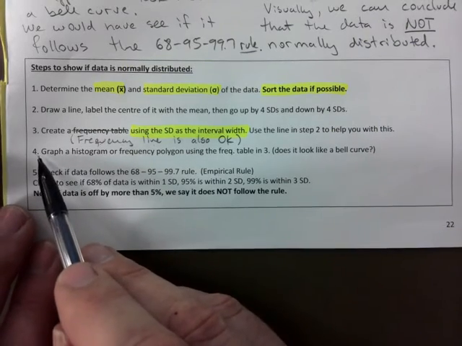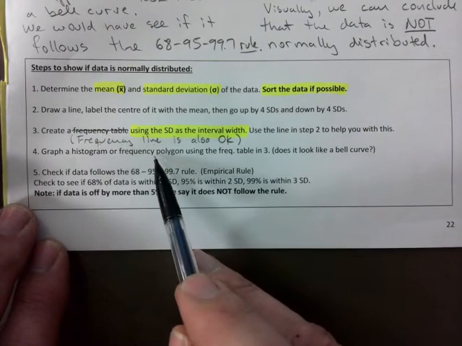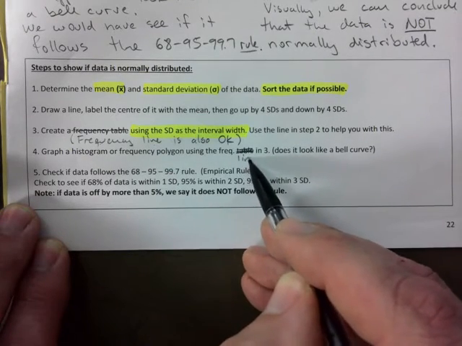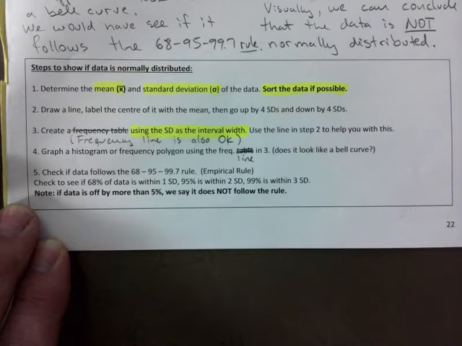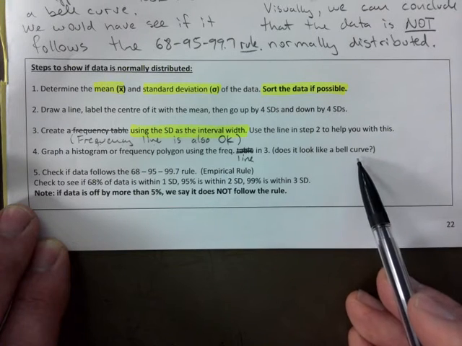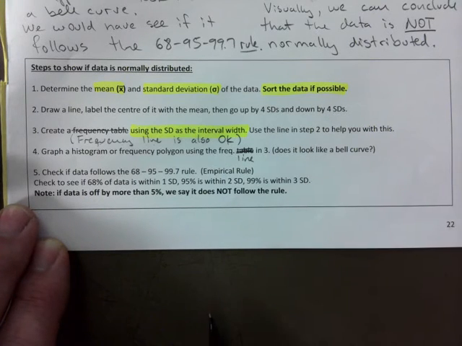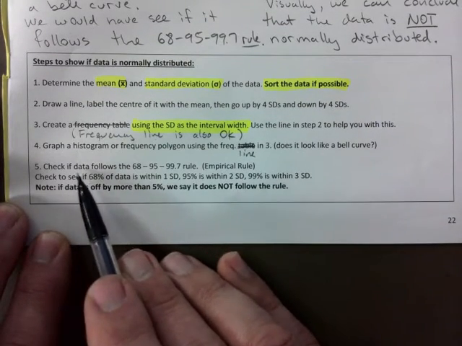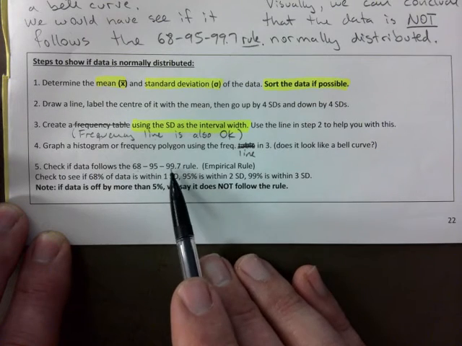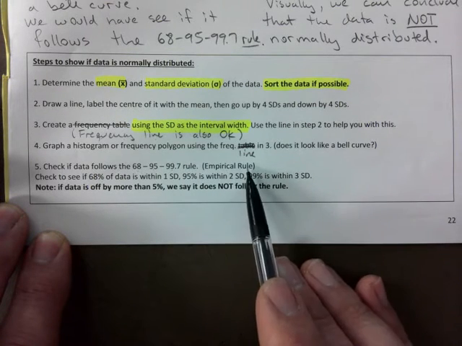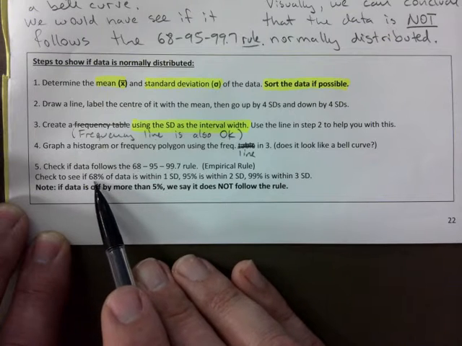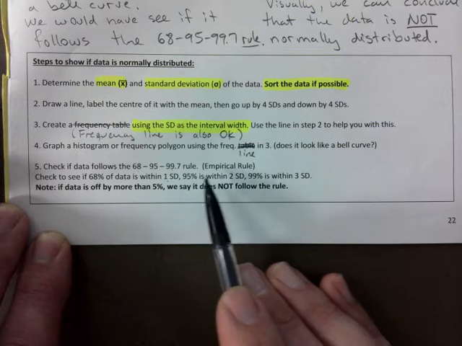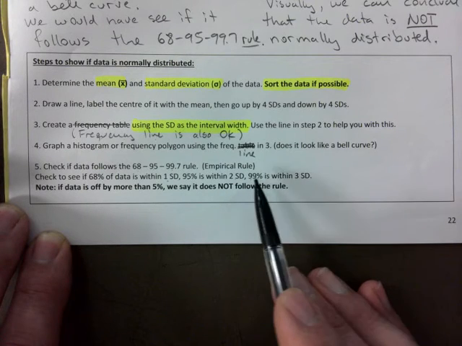Okay. Step 4, graph a histogram or frequency polygon using the frequency line in step 3. Does it look like a bell curve? You're going to ask yourself that at that point. Okay. 5, check if data follows the 68, 95, 99.7 rule. That's the empirical rule. So check to see if 68% of data falls within 1 standard deviation, if 95% is within 2 standard deviations, and 99.7 within 3.